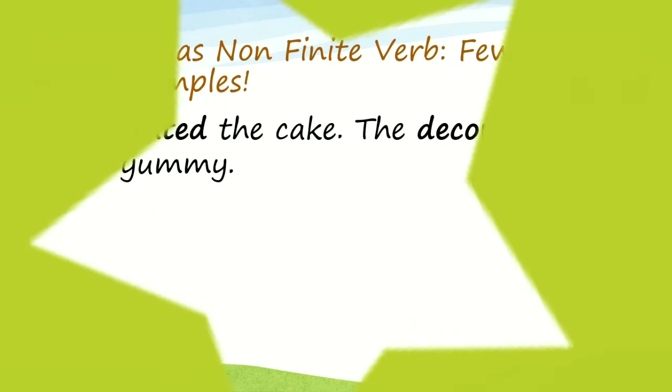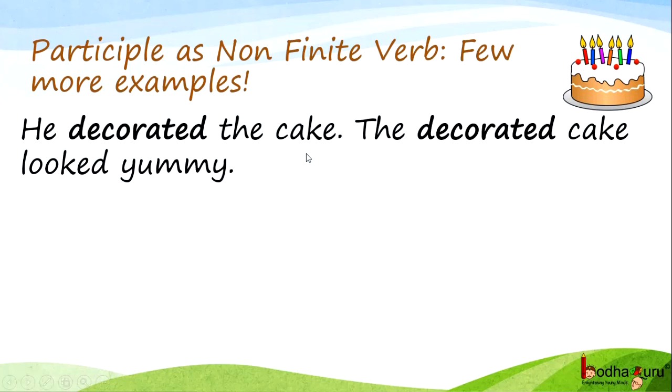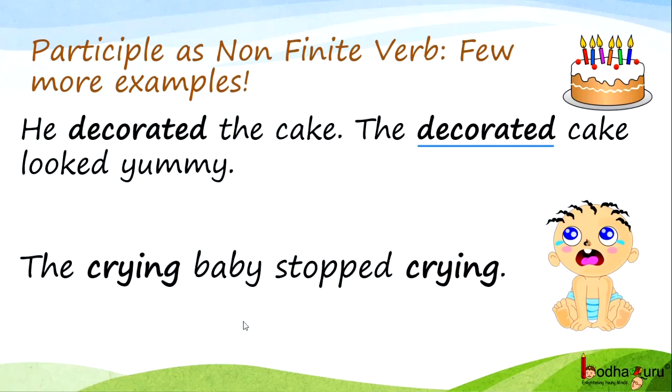Let's take a few more examples. He decorated the cake. The decorated cake looked yummy. In the first sentence, decorated is the verb. Whereas in the second sentence, the decorated cake looked yummy, decorated is the adjective, and hence it is a non-finite verb. Next, the crying baby stopped crying. Can you find the participle in the sentence? Crying baby. Crying is describing the baby, and hence it is a present participle.